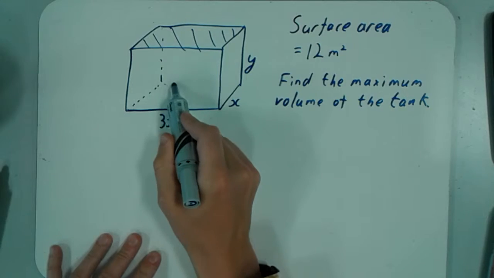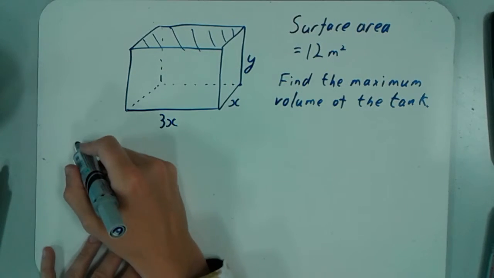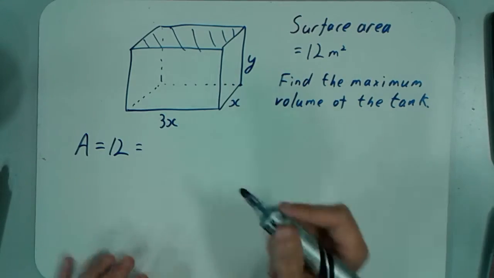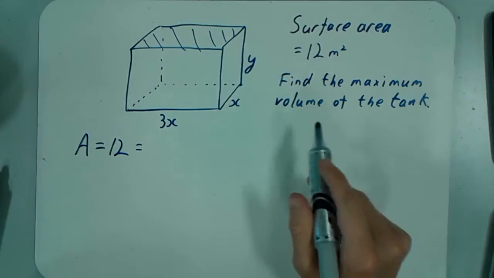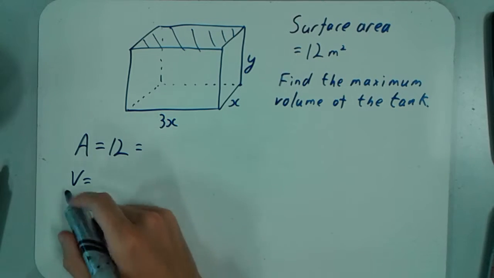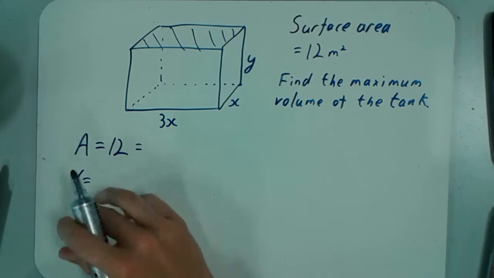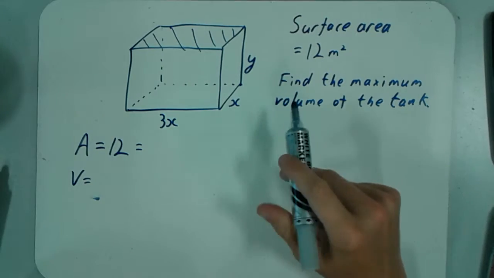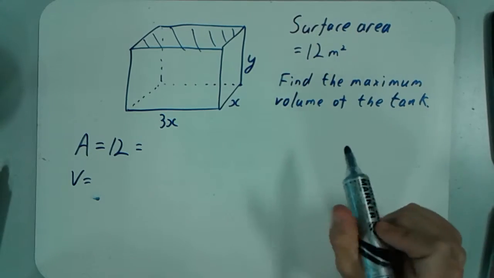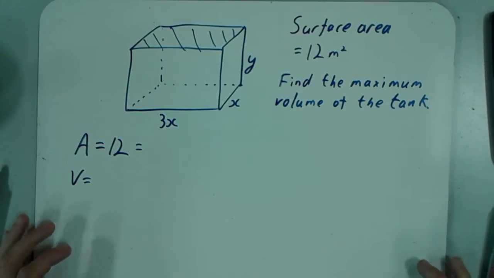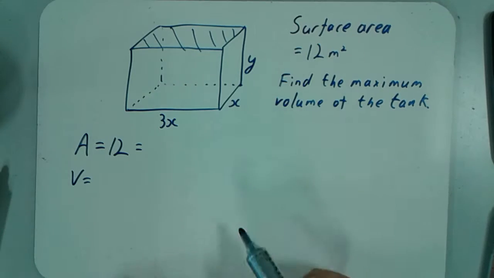We know that the surface area, let's call it A for area, is 12. And we want to find the maximum volume, so we'll call it V max. That appears to be hard because usually we would just differentiate volume. That's how we find maximum points, and we want the maximum point on this.